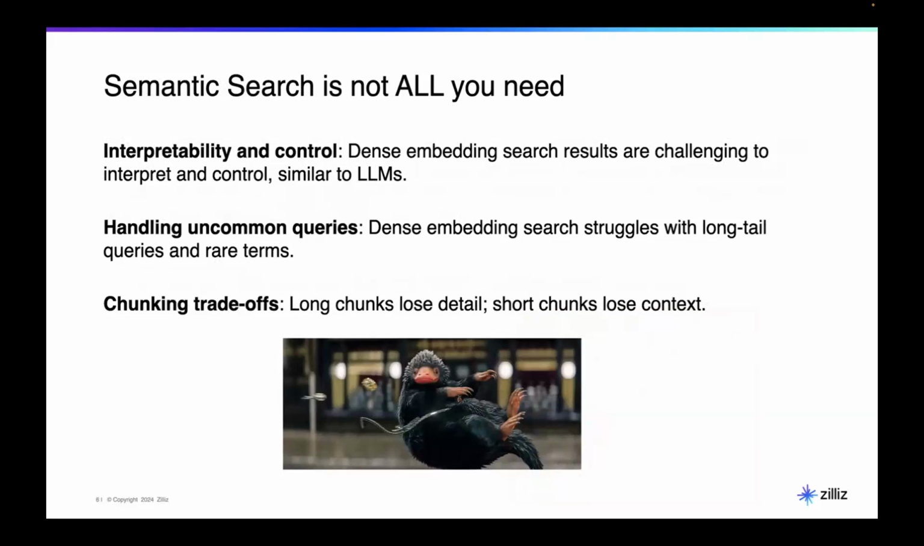Second is that it fails to handle some uncommon queries, right? Dense embedding models are trained on a large data set, but the data set is still coming from the web, or those are very common things, right? But in your use cases, you may find that for some special terms or special queries, it doesn't work very well. Sometimes they don't even see the token in the training data set, so it won't work, right? Third thing is always about chunking.